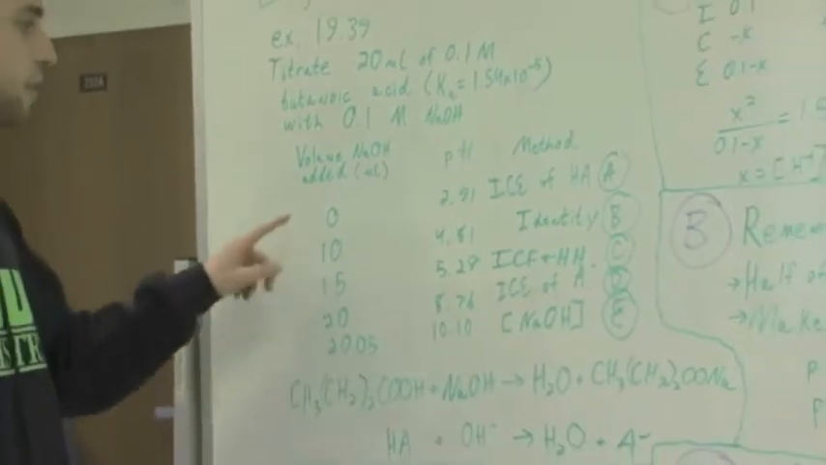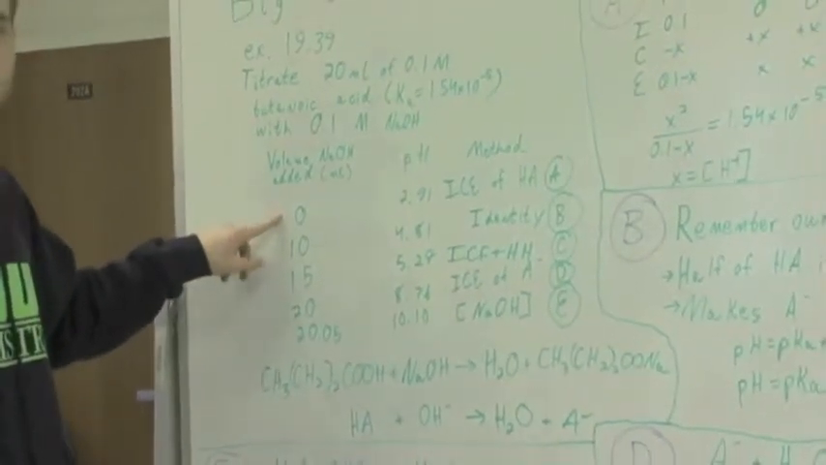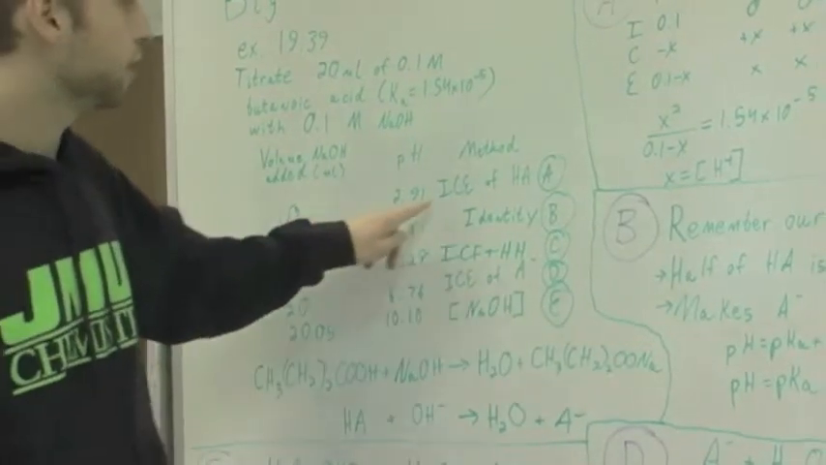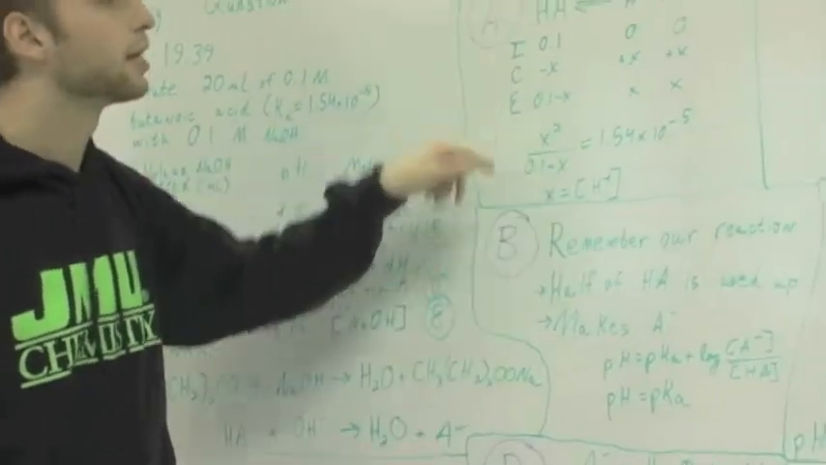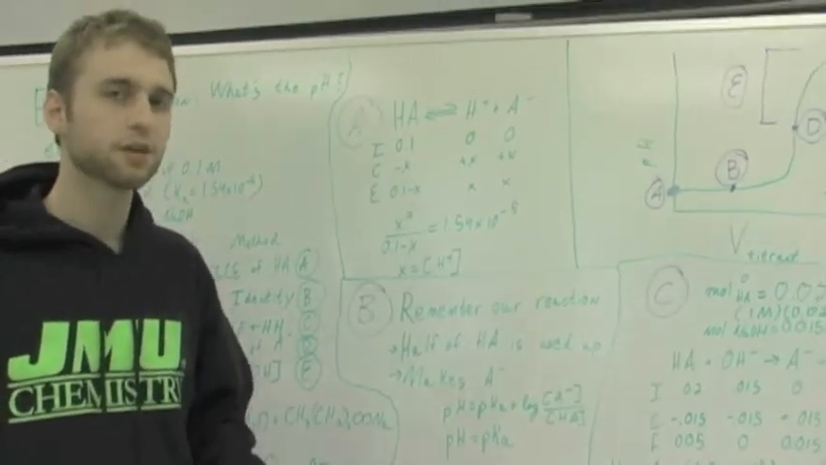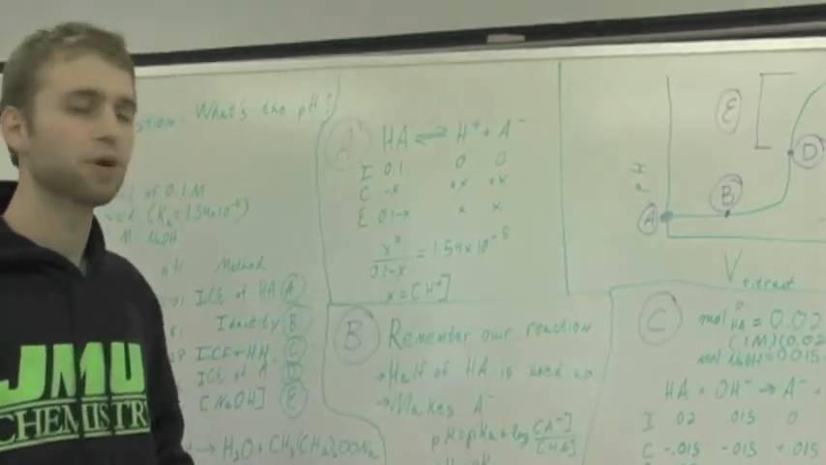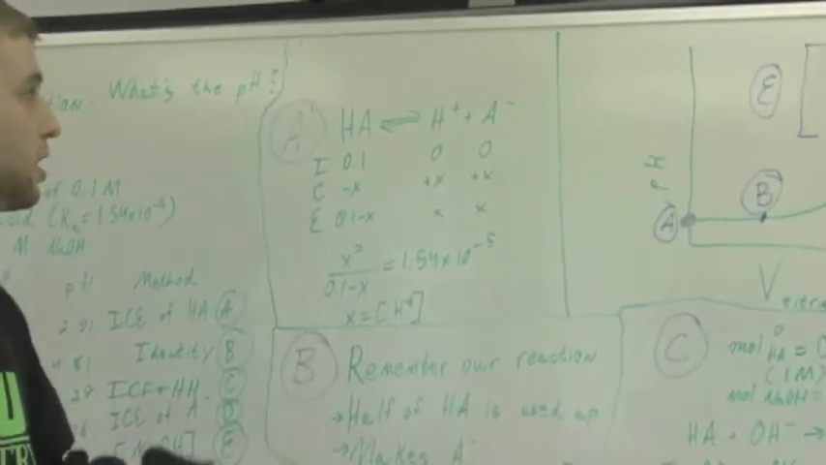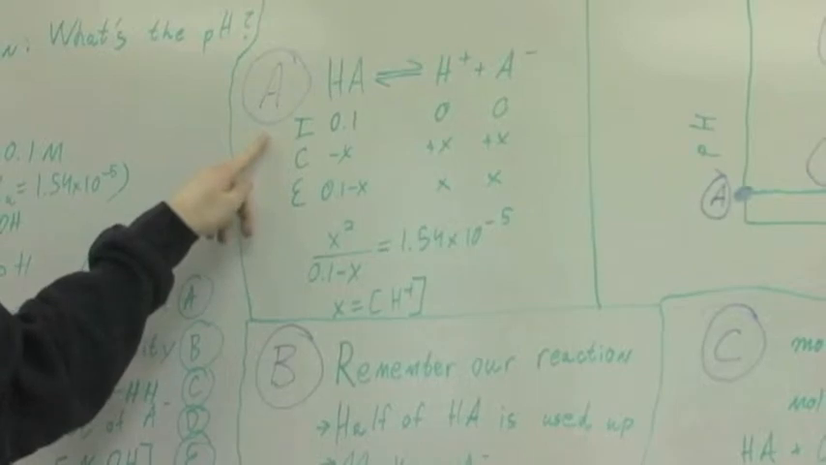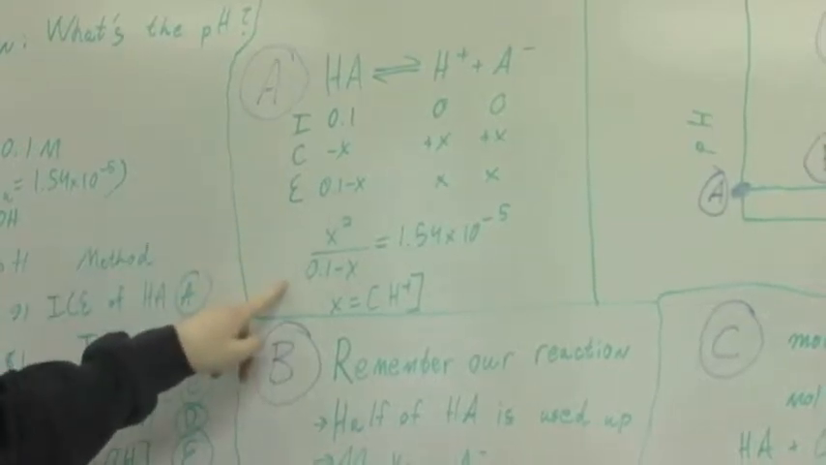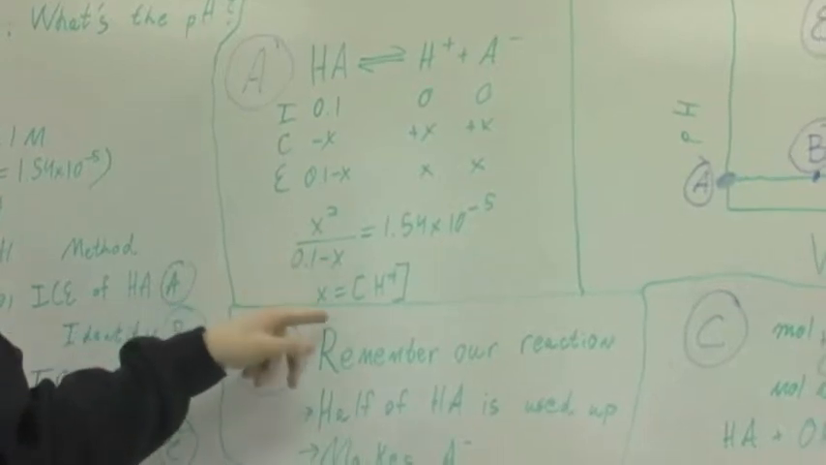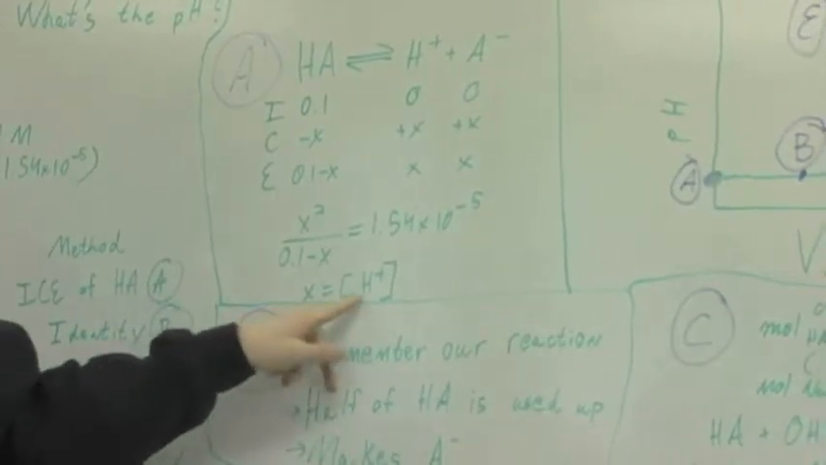So, let's get started. Your first one is before you've added NaOH at all, and that is over here at A. Now in this case, remember, all I have is conjugate acid, that butanoic acid that I started out with. So really, all I need to do is treat this like a weak acid problem, build my ice table, and I'm done. I can use this, solve for x, take the negative log of this to get the pH.